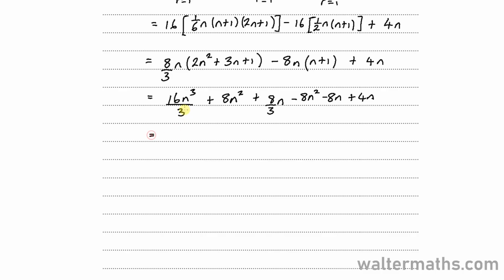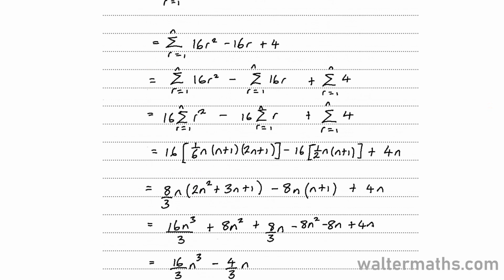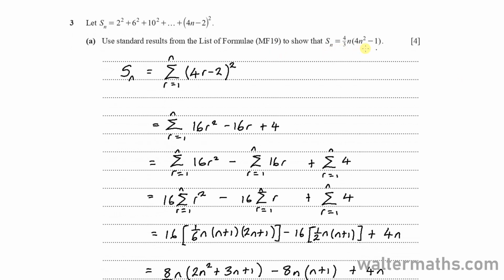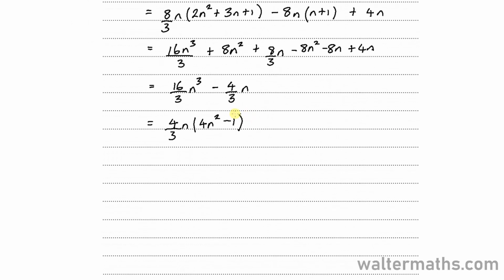So here I'll be having 16 over 3 of n cubed, and for 8n squared minus 8n squared we get 0. Then 8/3 of n minus 8n plus 4n will give us minus 4/3 of n. So here I can factor out 4/3 of n, and that will give me inside the bracket 4n squared minus 1. So this is what we get, and according to the question, that's what they want us to show. So here I'll say hence shown.